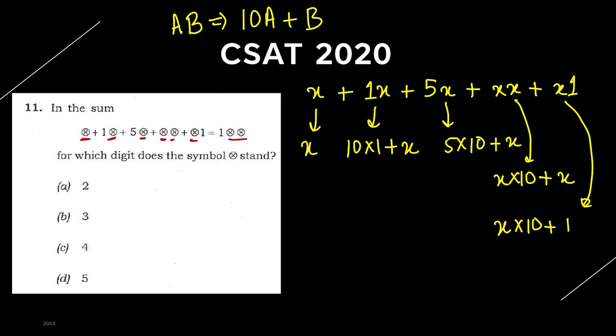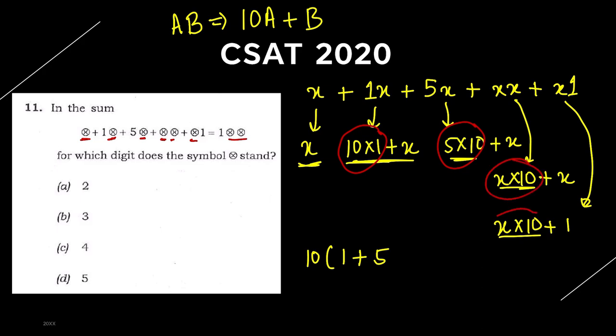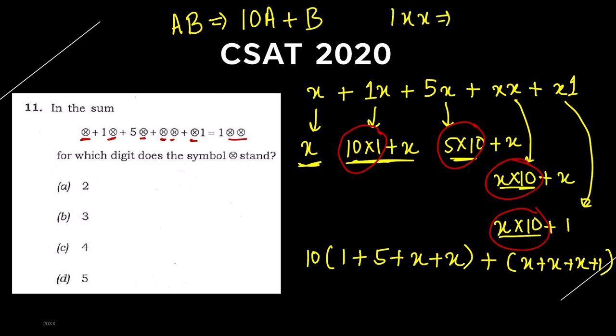Right. Now, if you see here, just bring all the 10s together: 10 times 1 plus 5 plus x, this one, this one, this one, and this one. And all the 1s on one side: x plus x plus x plus 1. Right? I hope this is clear. X plus x plus x plus 1. Now, the final answer is 1xx. This means 100 into 1 plus 10x plus x. Right?